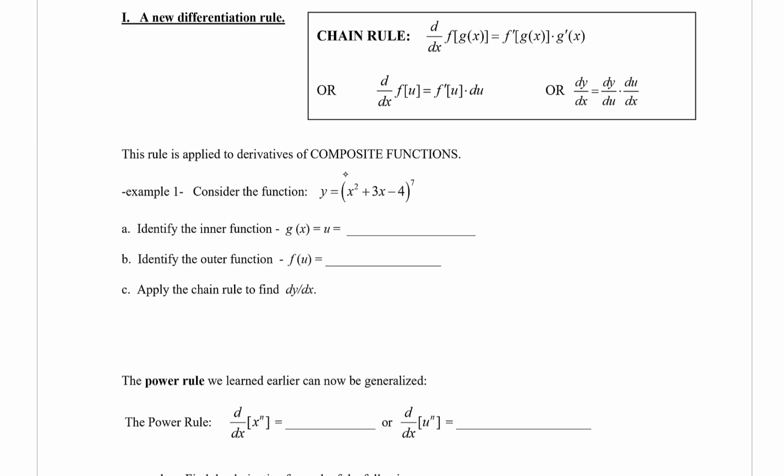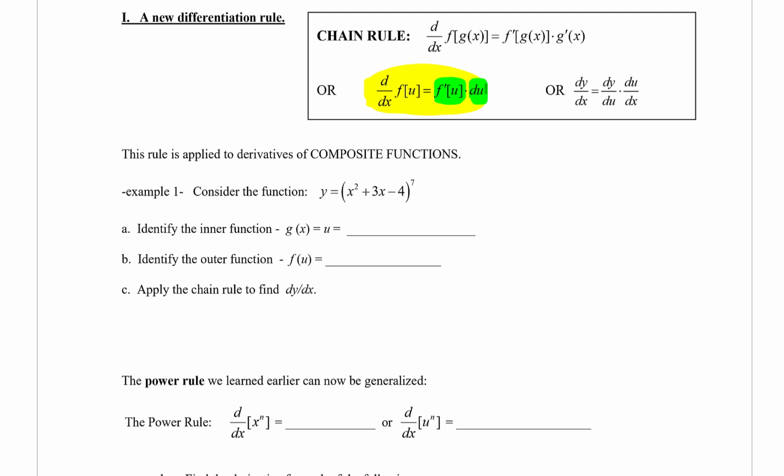Example 1. Consider the function y equals (x squared plus 3x minus 4) raised to the 7th power. A, identify the inner function, which is g of x, which is also equal to u. Let me start off by highlighting one of these rules that I have written up above. I'm going to highlight in yellow the rule that states the derivative with respect to x of f of u equals f prime of u times du. So in this case, the inner function here would be u. I'm going to highlight in green the f prime of u and the du, so you can see the two factors that we are multiplying to come up with this product.